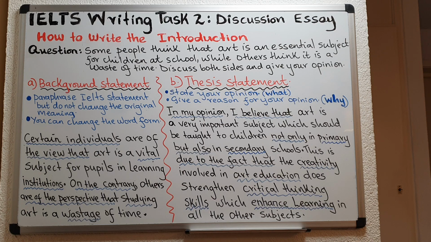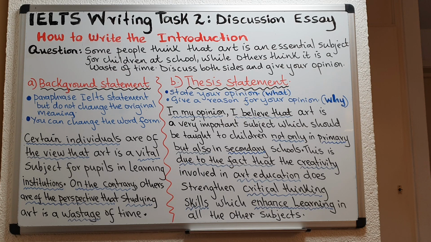The first thing that I'm going to do is give you information about IELTS Writing Task 2. The first thing to remember is that you get 40 minutes to write your Task 2. You should write more than 250 words. If you want to get a Band 8 or a Band 9, then you need to write 300 words or more.